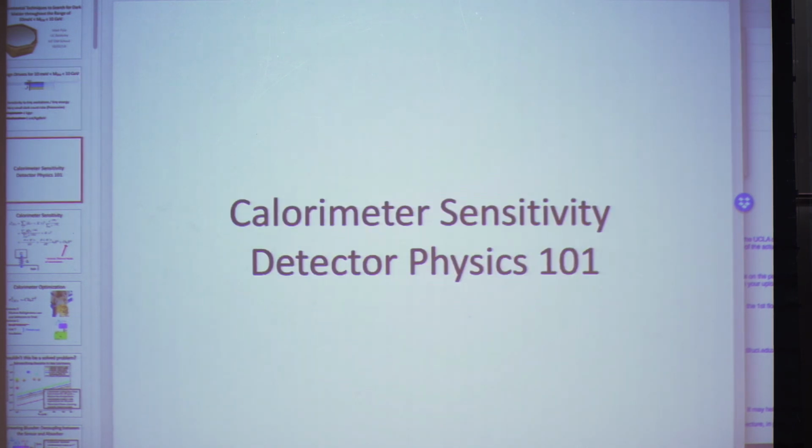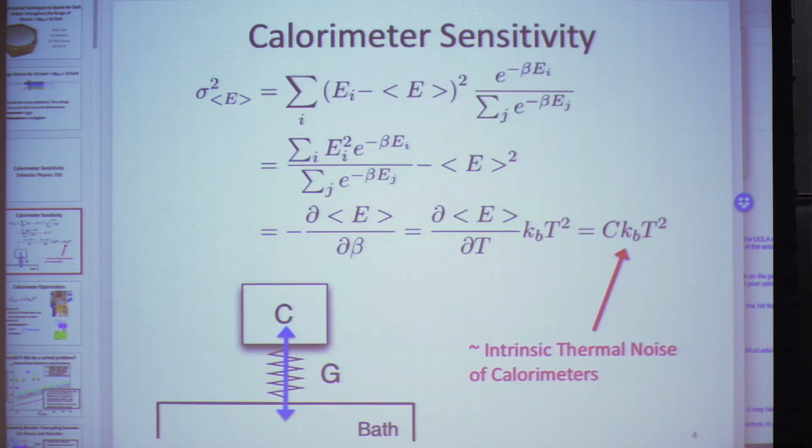And I'm going to talk about how you get those two in calorimeters and what were some of the mistakes that people have made with calorimeters over the past 30 years. And also just explain how calorimeters work. So what is a calorimeter?